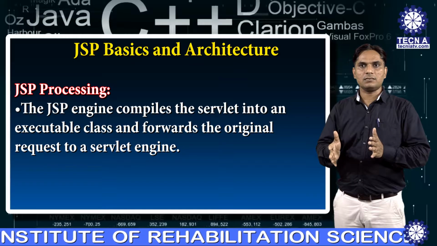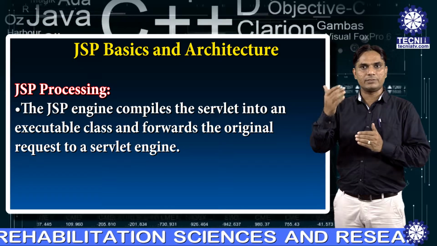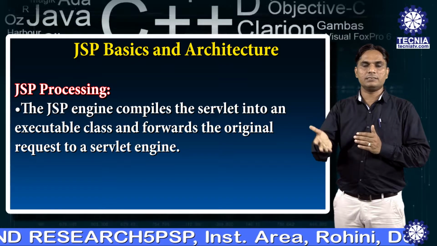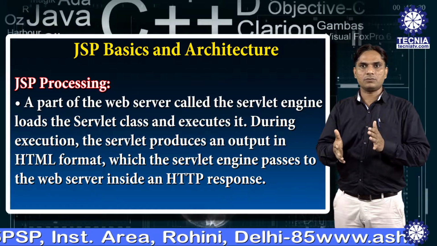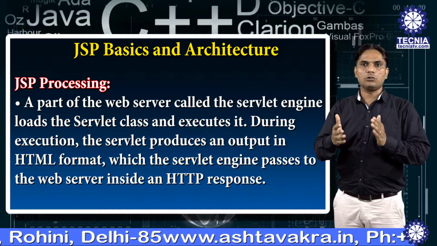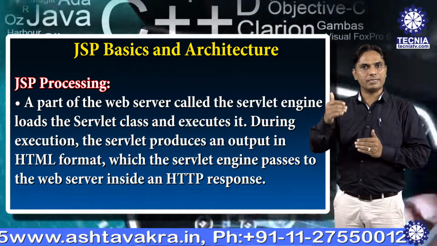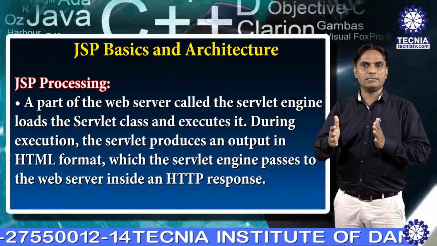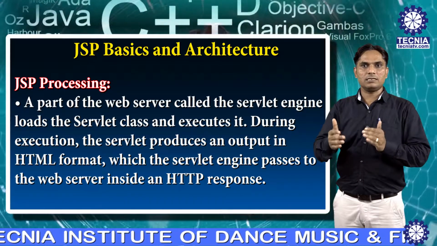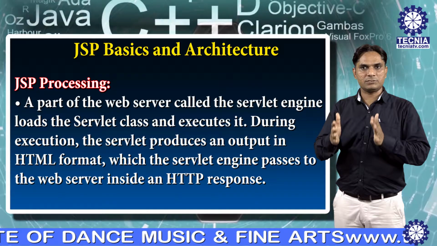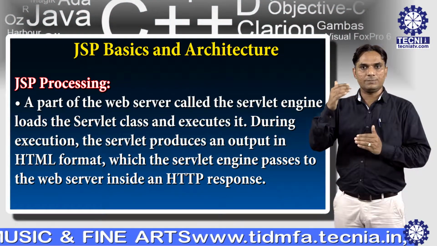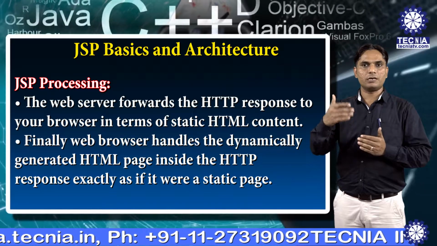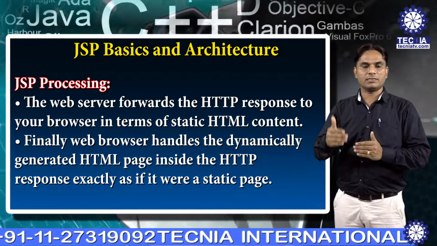The JSP engine compiles the servlet into an executable class and forwards the original request to a servlet engine. The servlet engine, a part of the web server, loads the servlet class and executes it. During execution, the servlet produces an output in HTML format, which the servlet engine passes to the web server inside an HTTP response. The web server forwards the HTTP response to the browser in terms of static HTML content.